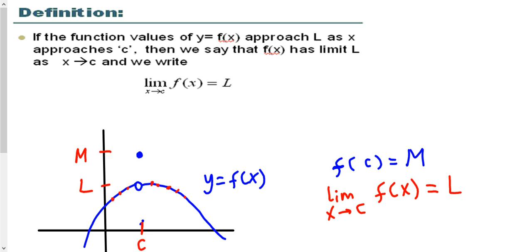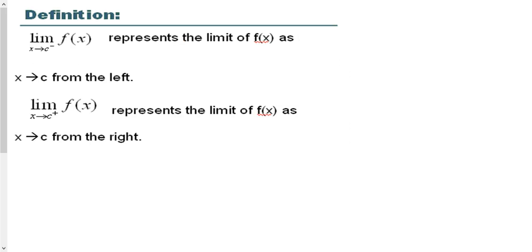Now let's clarify this a little bit further, because I talked about approaching from the left and approaching from the right. We're going to use this notation: limit as x goes to c from the left. If I put a little negative sign above c, that means we're approaching from the left. That represents the limit of f of x as x approaches c from the left. And for limit as x goes to c, if I put a little plus sign above the number c, where c again represents a value along the x-axis, that means we're approaching c from the right-hand side.